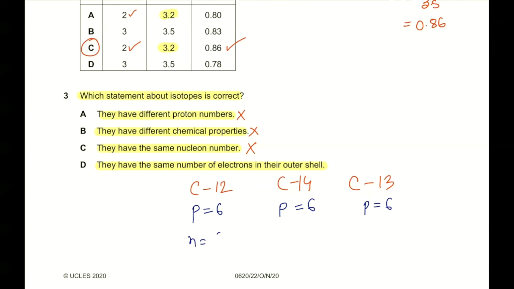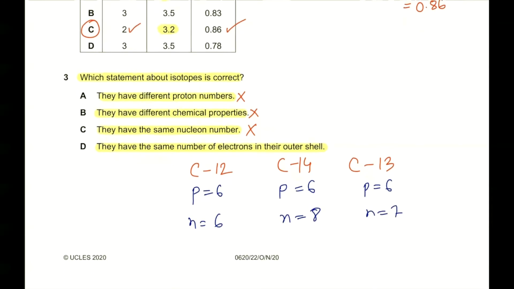And the neutron number is 6, 8 here, and 7 here. So yes, they have different nucleon numbers. Guys, since they have the same number of protons, their electronic configuration in every case will be 2,4. So they have the same number of electrons in their outer shell.